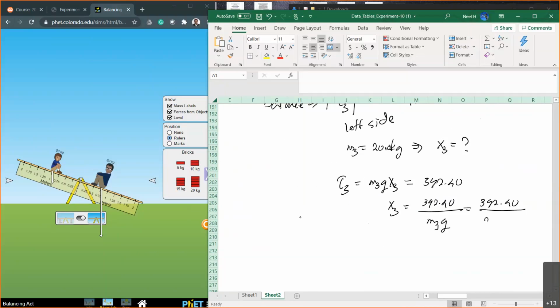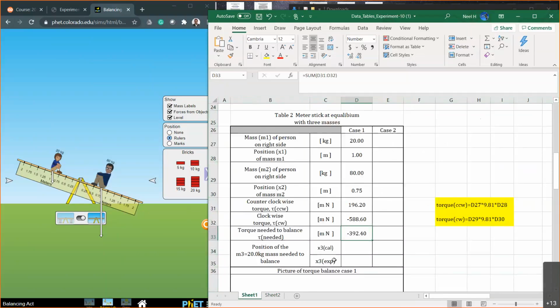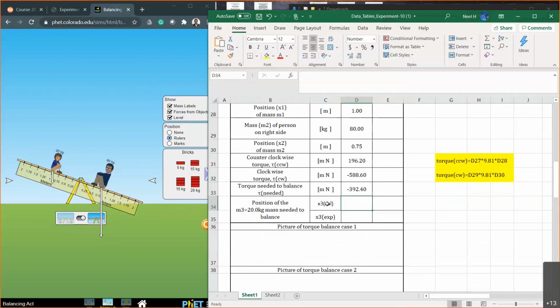392.40 divided by M3, which is 20 kilogram, multiplied by G, 9.81. Then you do that calculation, and you can theoretically calculate the number we need. So let's check that out here. The calculated value X3, we do now equal sign, 392.40 divided by parentheses 20 kilogram multiplied by 9.81. So that's the location. The location is exactly 2 meters. So that's the calculated value of what we're expecting.